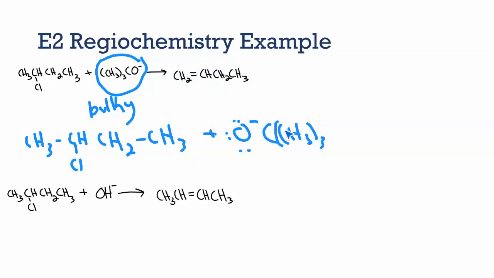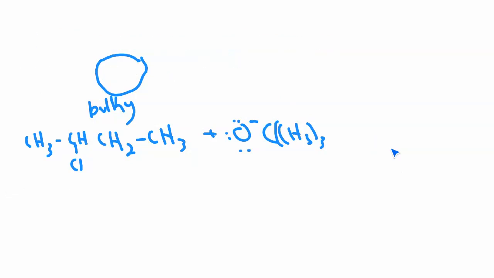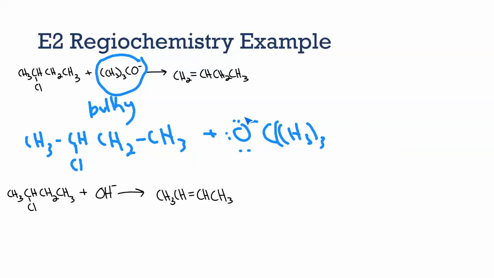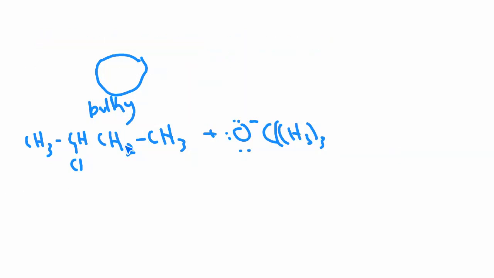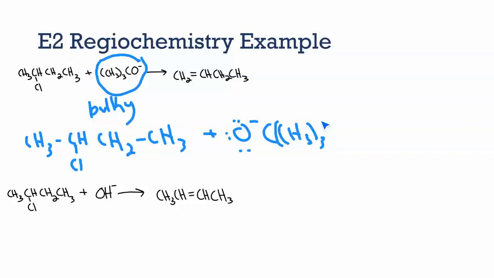Because these groups are big, they'll get in the way. This electron cloud will be touching this electron cloud. They're going to repel each other. It's going to cause bond strain. We don't want that. So it's not going to come and take this hydrogen, even though that would be the most stable. It's instead going to come on the end, where it's nice and open and free, and take this hydrogen here and make this product here.